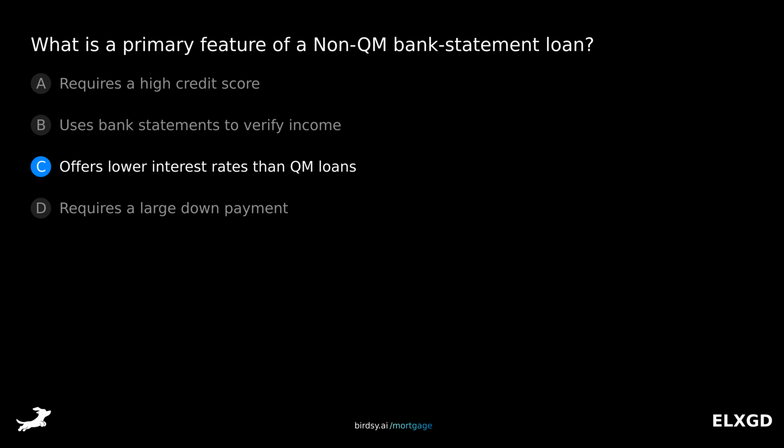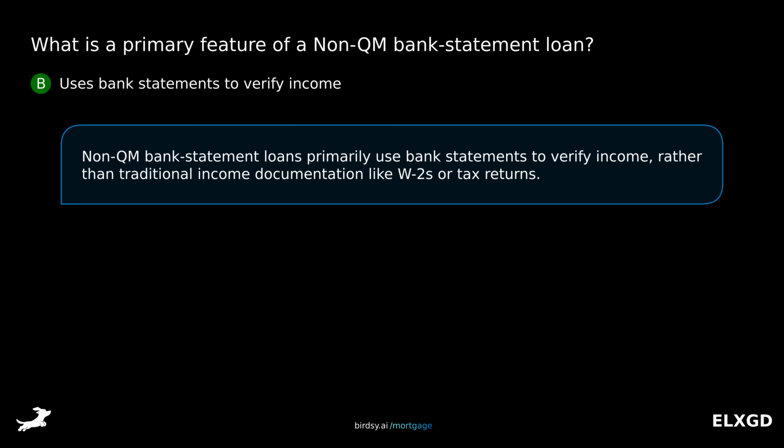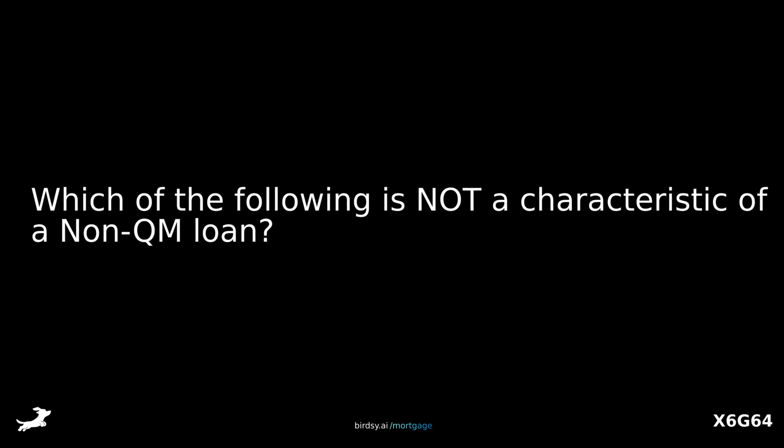C. Offers lower interest rates than QM loans. Or D. Requires a large down payment. The answer is B. Uses bank statements to verify income. Non-QM bank statement loans primarily use bank statements to verify income, rather than traditional income documentation like W-2s or tax returns. Which of the following is not a characteristic of a non-QM loan?